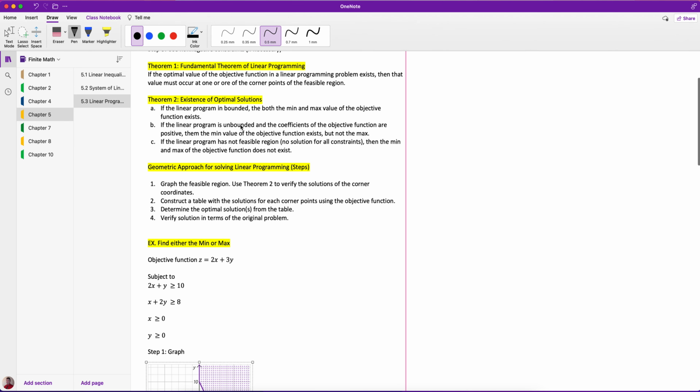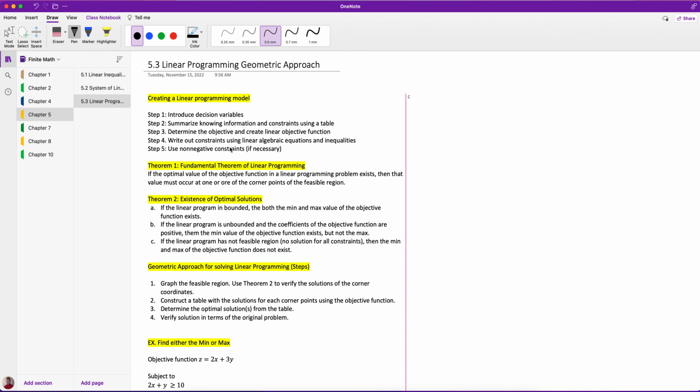We want to solve our problems using this linear program geometric approach. So here I have the steps of doing it. You got your decision variables, you got some constraints, you have an objective function, which is what you were trying to solve either through a min or max. And you're going to write out your problem using your constraints in linear equations using inequalities. If things are non-negative, which means they can only be positive, we'll put them in as necessary.